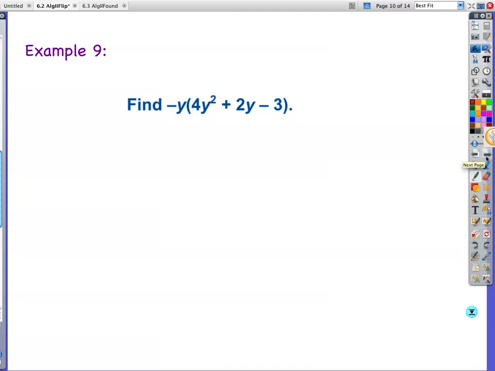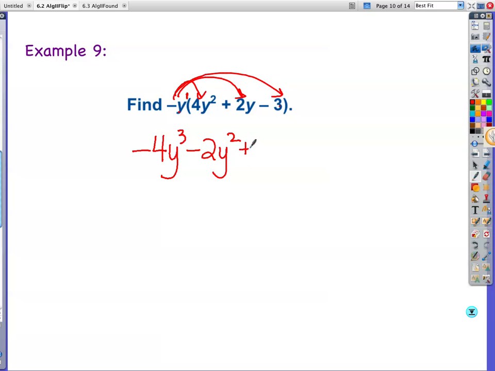Okay, on number 9. This is distributive property. You're taking negative y times everything in the parentheses. Negative y times 4y squared is negative 4y cubed. There's actually a 1 for my exponent. When you're multiplying with like bases, you add your exponents. Negative y times 2y is negative 2y squared. Negative y times negative 3 is positive 3y.